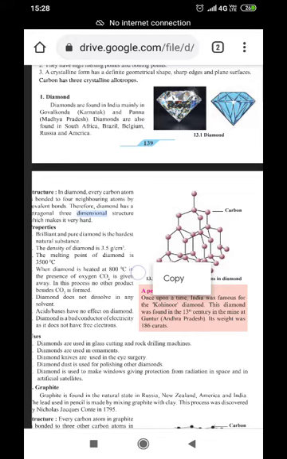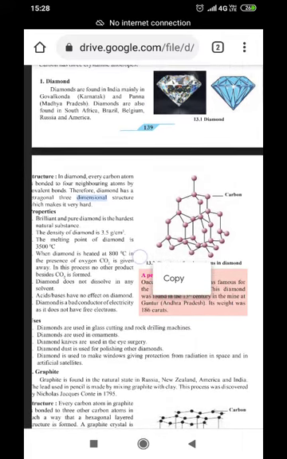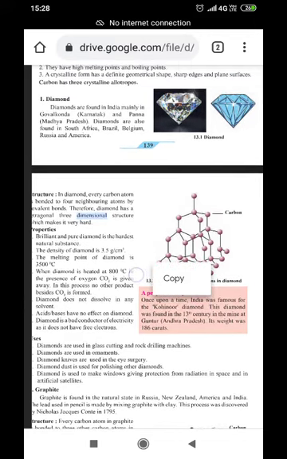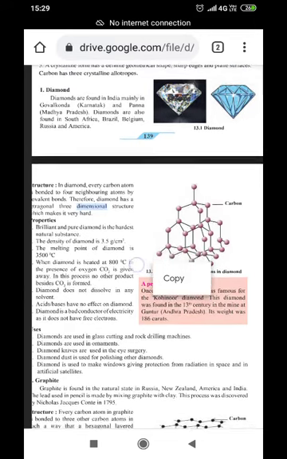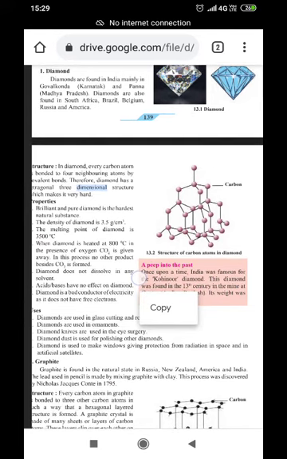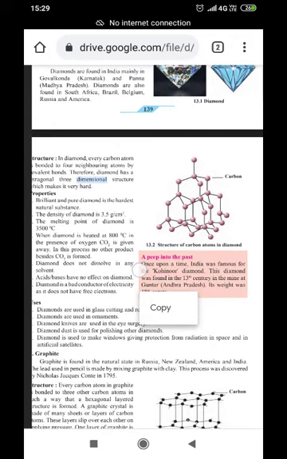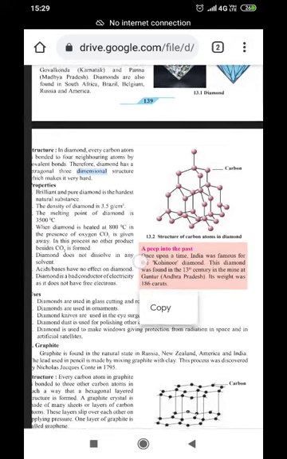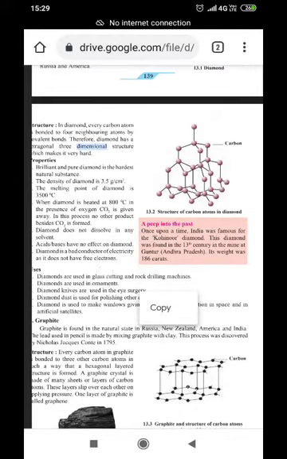Carbon has three crystalline allotropes. You can see one example. One is diamond here. You can see many plane surfaces and a geometrical shape. Diamonds are found in India mainly in Golconda, Karnataka, and Panna, Madhya Pradesh. Diamonds are also found in South Africa, Brazil, Belgium, Russia, and America.